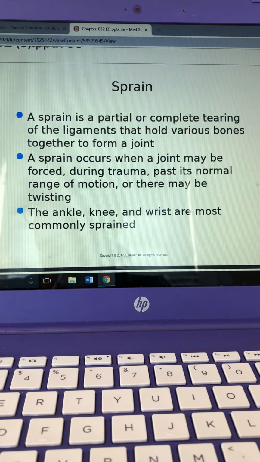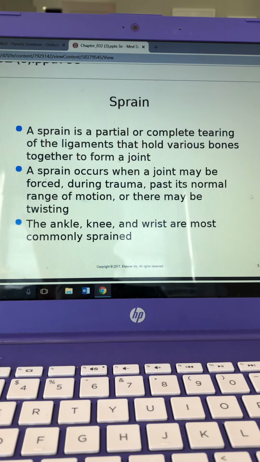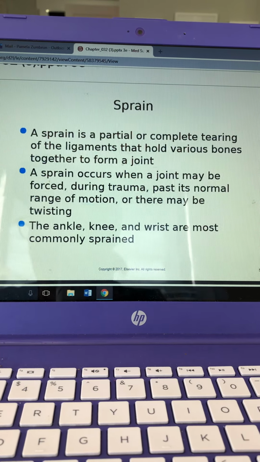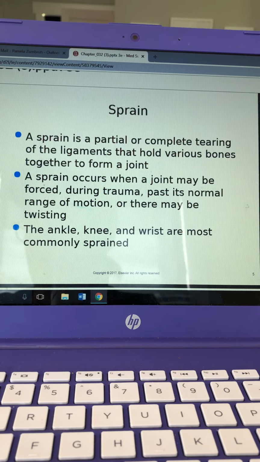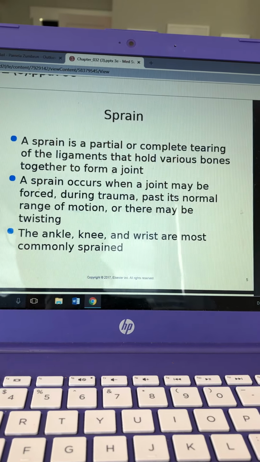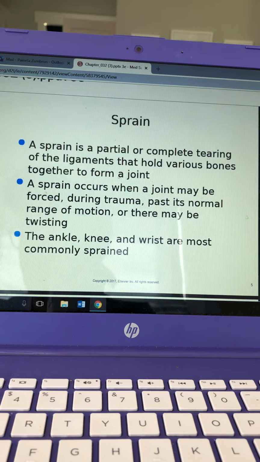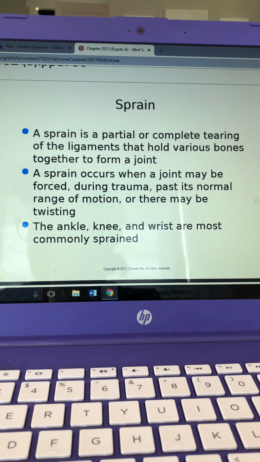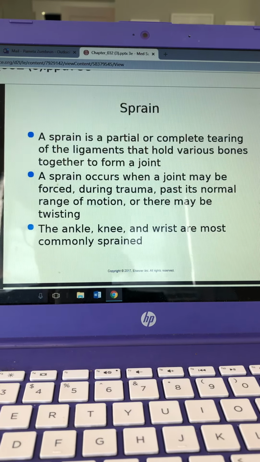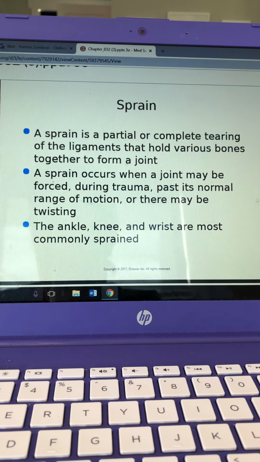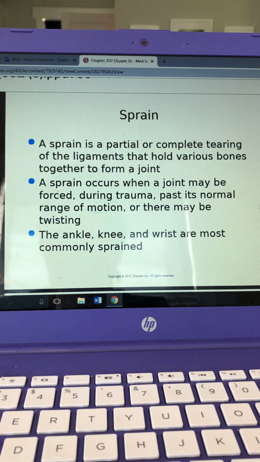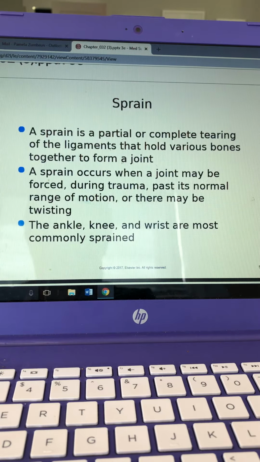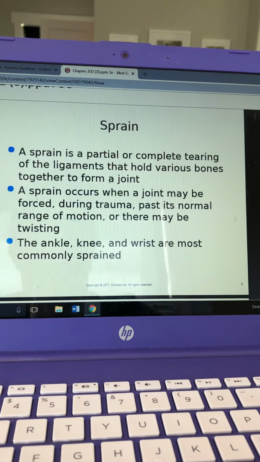A sprain is a partial or complete tearing of the ligaments that hold various bones together to form a joint. A sprain occurs when a joint may be forced during trauma past its normal range of motion, or there may be twisting. The ankle, knee, and wrist are the most commonly sprained. Certainly an NSAID, if the patient can take it, is going to help this type of injury. It could be due to a fall. You've probably had a sprained ankle before yourself. Maybe, maybe not, but we're going to talk about what you can do for it here in just a second.